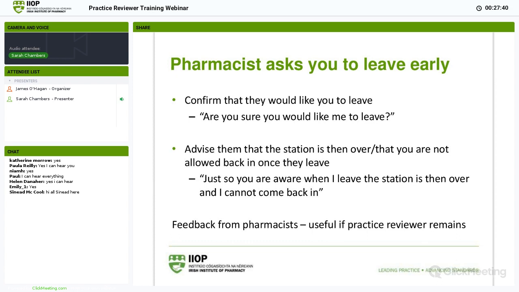Because quite often, if you're sitting there for another minute or so, there may be something else that you think of, and of course that means you might get an extra checklist point. So we do advise them that it can be quite helpful if the practice review remains, but of course depending on the pharmacist, they may be totally happy that they're finished with the interaction and they may want an extra minute or two in peace.